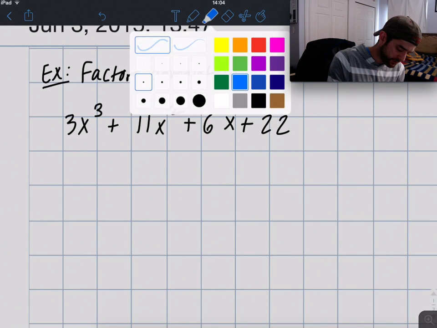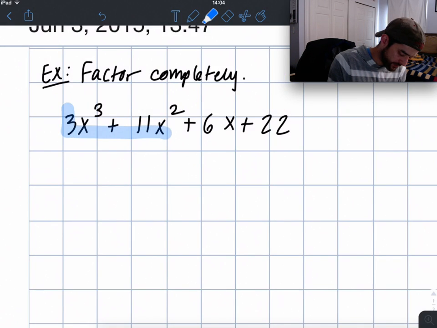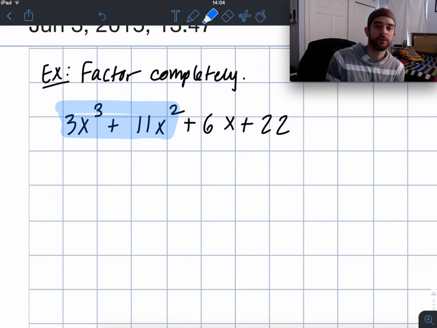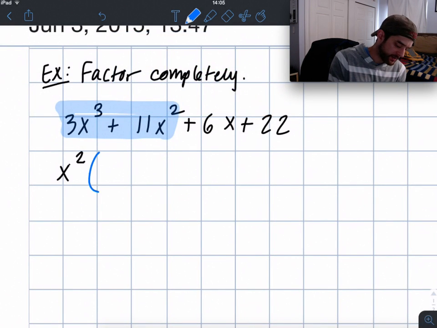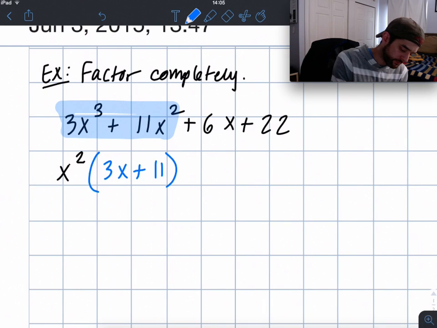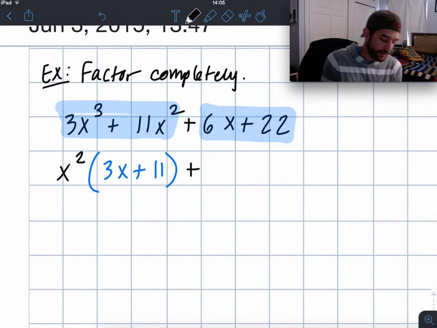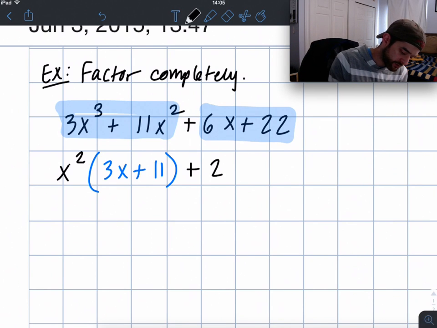So let's first look at this pair, 3x cubed plus 11x squared. Really the only GCF in that pair is x squared, so that's what I'm going to factor out. And what I've left behind is 3x plus 11. Now I'm going to look at this second pair, 6x plus 22. And the only common factor between those two terms is 2, so I'm going to factor out a 2. And wouldn't you know it, I have a 3x plus 11 left behind.